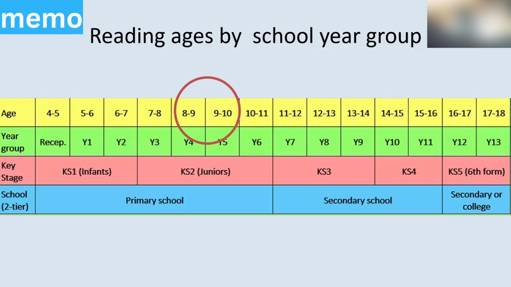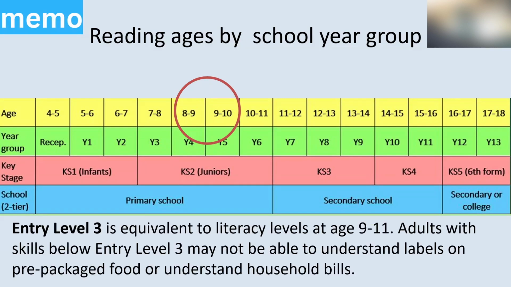What this means is that the average adult in the UK can have difficulties with understanding labels on prepackaged food and/or understanding household bills. So if you think in terms of how much that's holding people back from being able to be active participants in their lives, making informed choices, it actually has quite significant consequences.